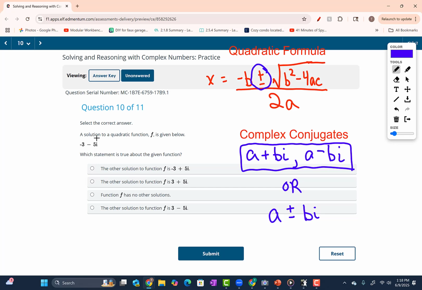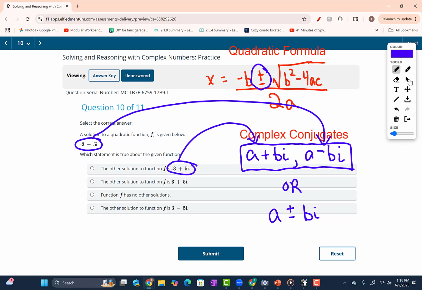So -3 minus 5i is this form of the answer. So we need the a plus bi version of that, which would just be -3 plus 5i. Those are complex conjugates of one another. They're identical except for the sign that's in between the real number part and the imaginary number part.